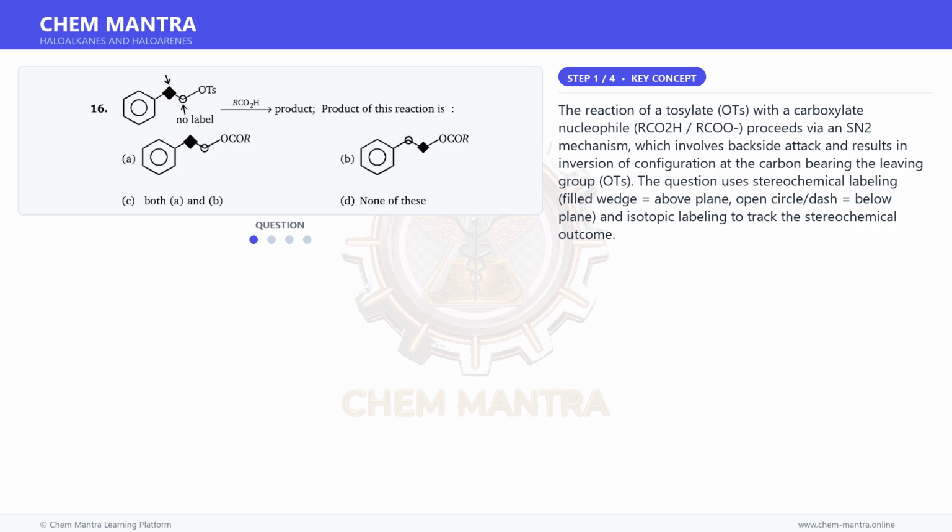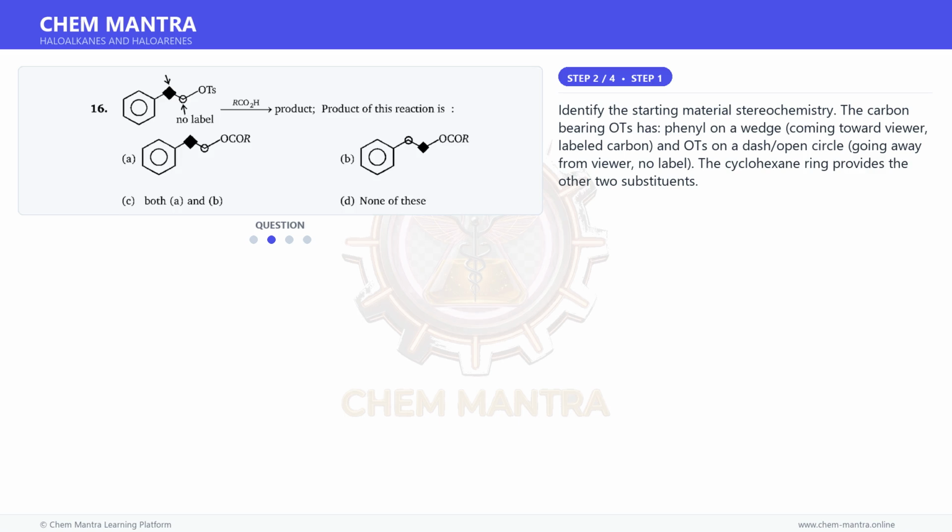The reaction of a tosylate, OTs, with a carboxylate nucleophile, RCOO-, proceeds via an SN2 mechanism, which involves backside attack and results in inversion of configuration at the carbon bearing the leaving group, OTs. The question uses stereochemical labeling. Filled wedge is equal to above plane, open circle dash is equal to below plane, and isotopic labeling to track the stereochemical outcome. Moving on to the next step.